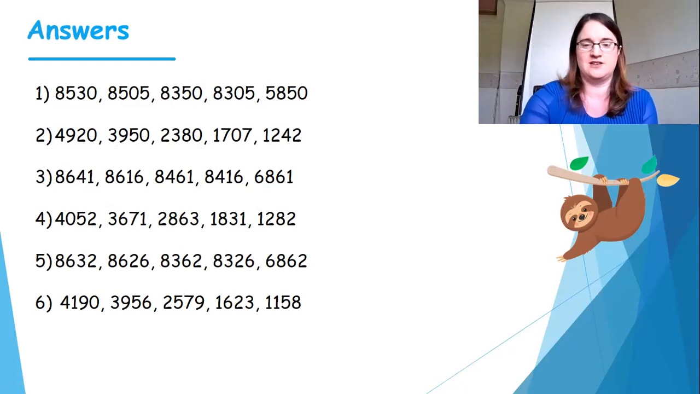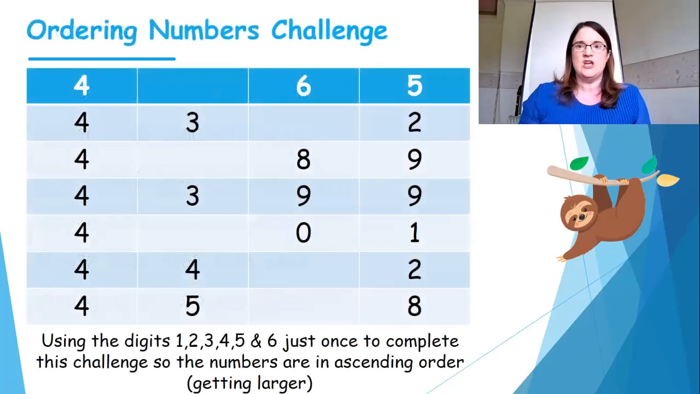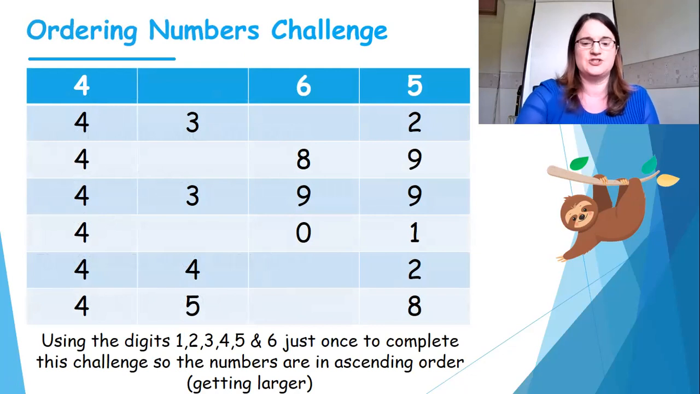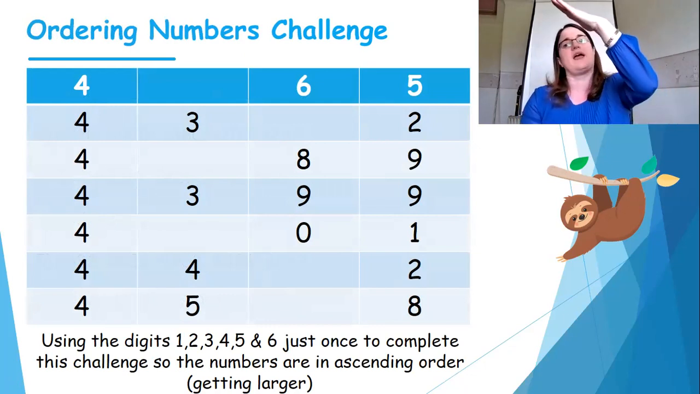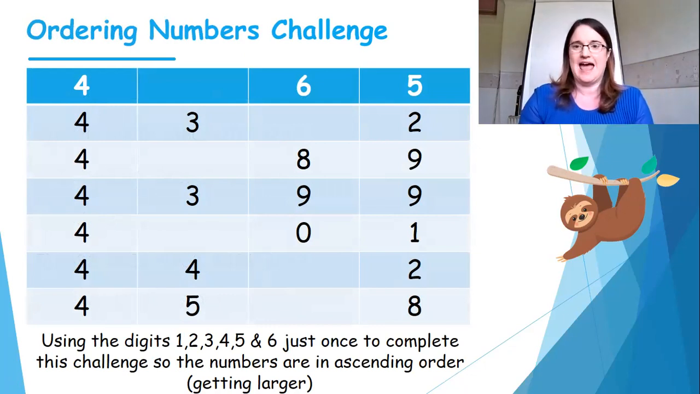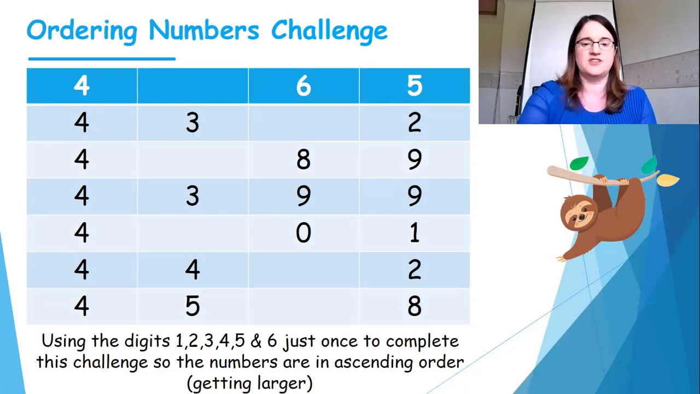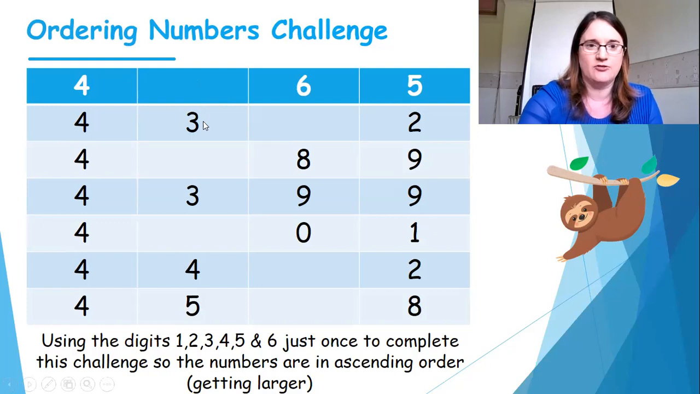Well done. Hopefully you checked those really well. Right, we're going to move on now to a challenge. We're going to be ordering numbers, but there are some digits missing. So these numbers are going in ascending order. So this time we're starting from the smallest number and we're going all the way up to the biggest number in ascending order. So the number at the top of our page is going to be the smallest, and we're going to grow and grow and grow until we get to a big number.